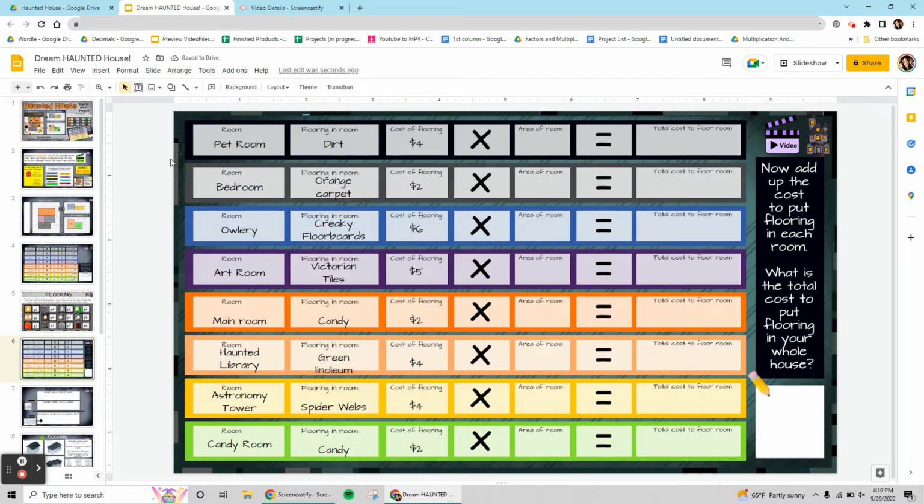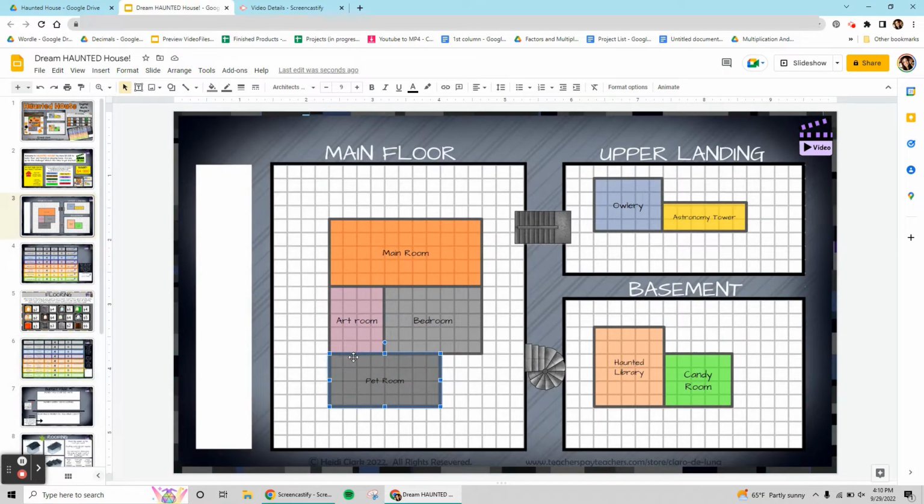Okay, so now that I have written all that information in, I have to copy one more thing in before I can do my actual math. And that is I need to write down the area of each room, because the way that this cost works, if this one is $4 per square foot, well, that means if you look at this pet room, the square footage are these little squares inside. So it's going to be 4 times however many of those squares are.